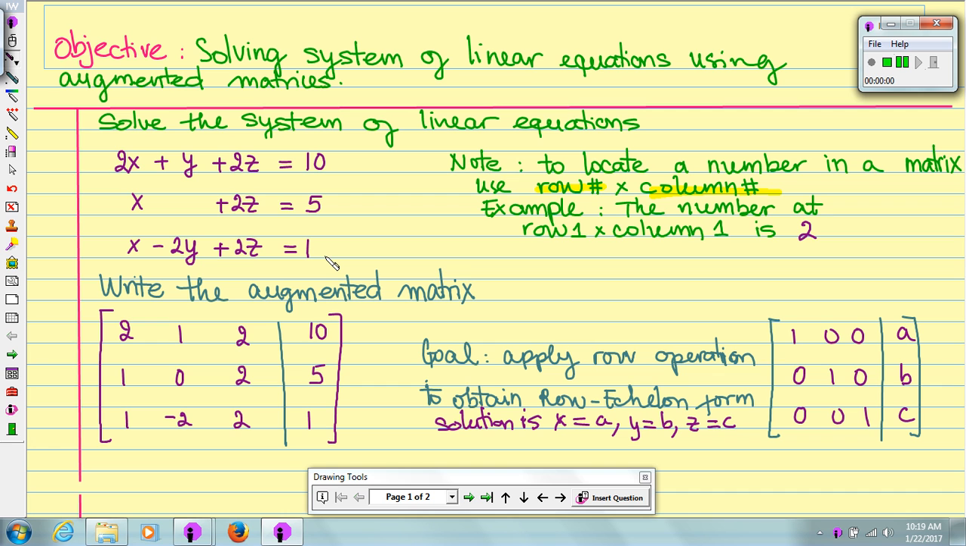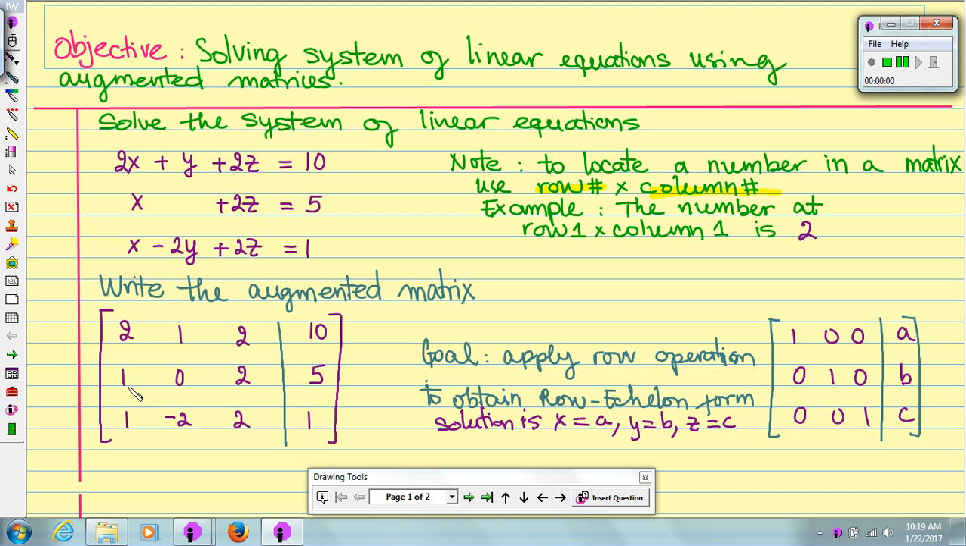The first thing we are going to do is write the augmented matrix. So for the first equation, we will look at the coefficients of x, y, and z. So we have 2, 1, 2, and the constant is 10. And we draw a line to represent the equal sign.